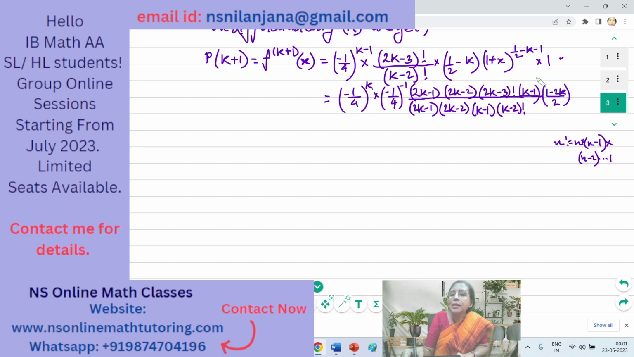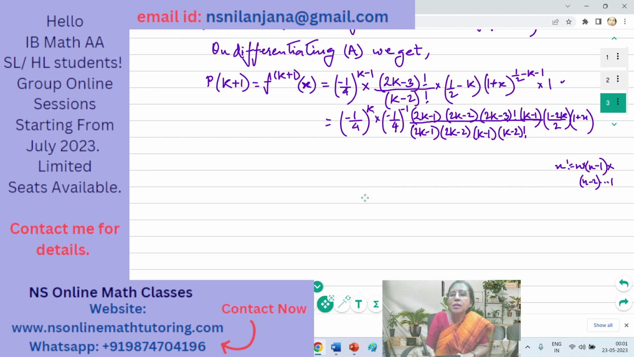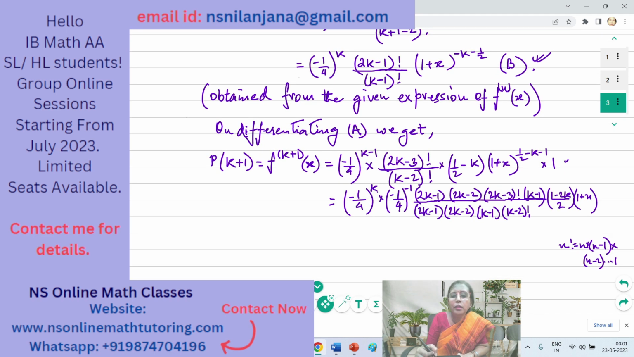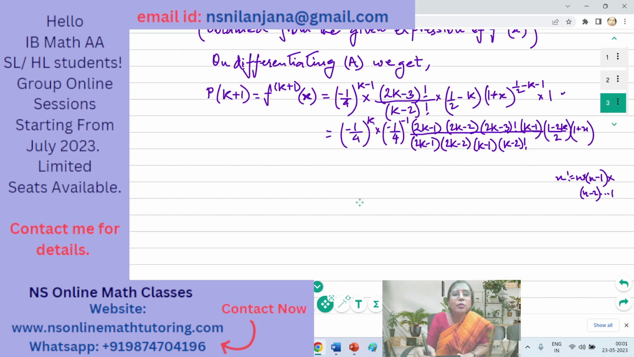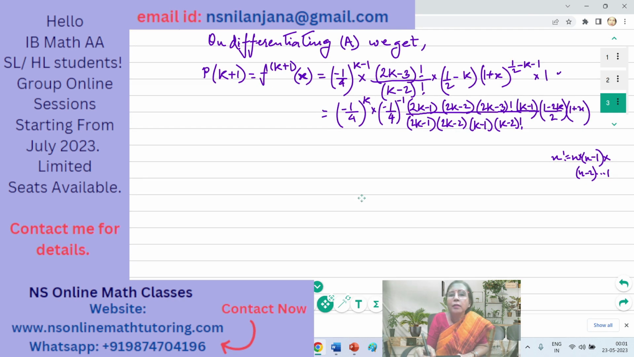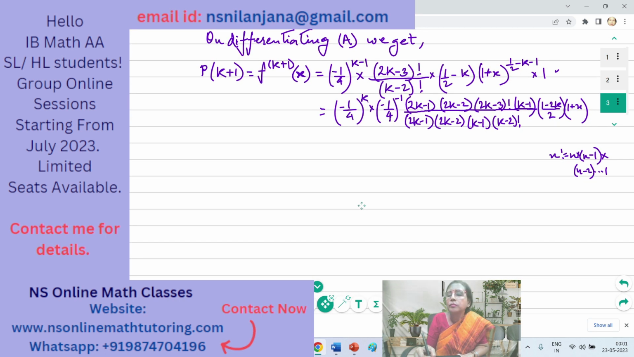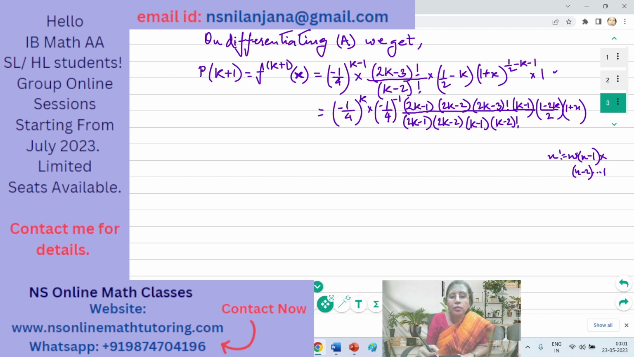Okay, and this is 1 plus x raised to the power of negative half negative k. What is the power over here? Okay, this is the same. Negative k, negative half. We don't have to modify the power. That is good. So negative k, negative half.